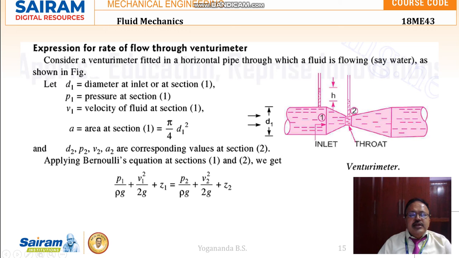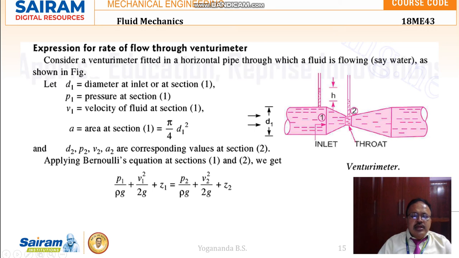Here consider a Venturi meter fitted in a horizontal pipe through which the fluid is flowing. The fluid flowing is considered as water, as shown in the figure. D1 is the diameter at the inlet or section 1. P1 is pressure at section 1. V1 is velocity of the fluid at section 1. Small a1 is the area at section 1, pi D1 square by 4. D2, P2, V2 and A2 are the corresponding values at section 2.